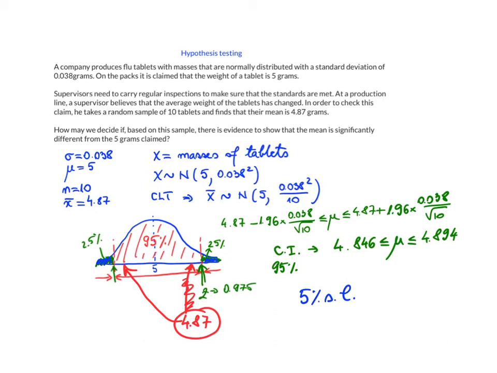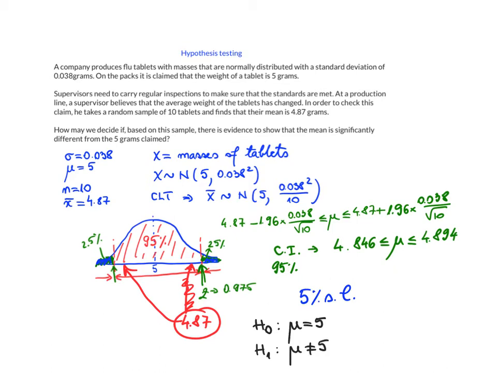So in hypothesis testing, we have 2 contradictory hypotheses under consideration. One hypothesis in the example above is that the mean is 5, mu equals 5. We call it H0, the null hypothesis. And in my case, the null hypothesis is that the mean is 5. The other hypothesis is the alternative hypothesis, and in my case, it is that the mean is not 5.